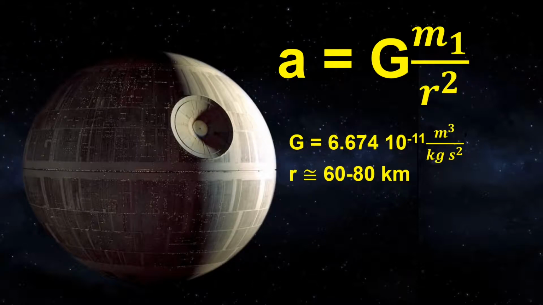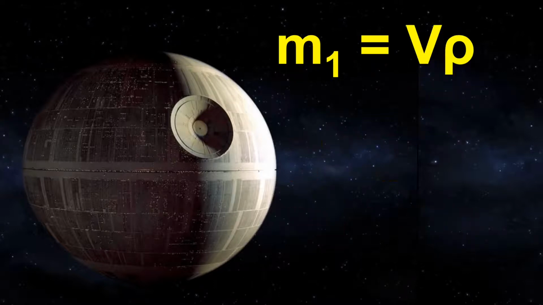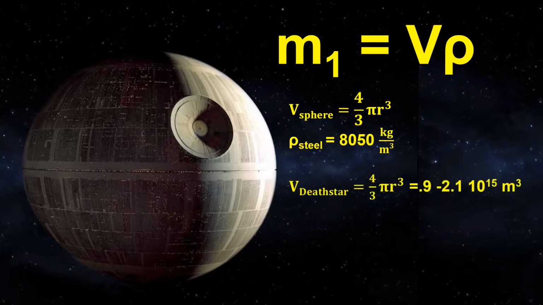The mass of the Death Star is a bit more complicated. We'll have to determine its mass by estimating its volume as well as its density. We know the Death Star is very close to a perfect sphere, therefore we can calculate its volume from its radius. We don't know exactly what the Death Star is made of, but I like to think it's something similar to steel, which has a density of around 8,000 kilograms per meter cubed. The Death Star has a volume of around 2 times 10 to the 15 meters cubed. For reference, this is close to the volume of the Gulf of Mexico.